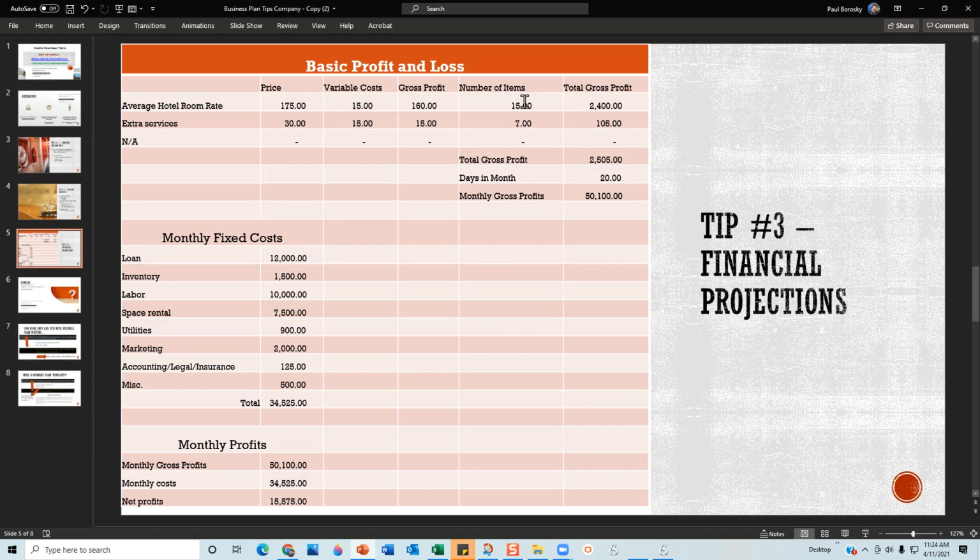Also, if you think you're going to average, instead of 15 rooms a night, 20 rooms a night, you change it right here, and then again, all of your costs are going to change. If you're going to hire additional labor, you change it right here, and then again, your monthly fixed costs are going to change, and your net profits are going to change as well. So once you have this financial model, you can start manipulating the variables, and then you can start seeing how these variables are going to be impacting your net profits.